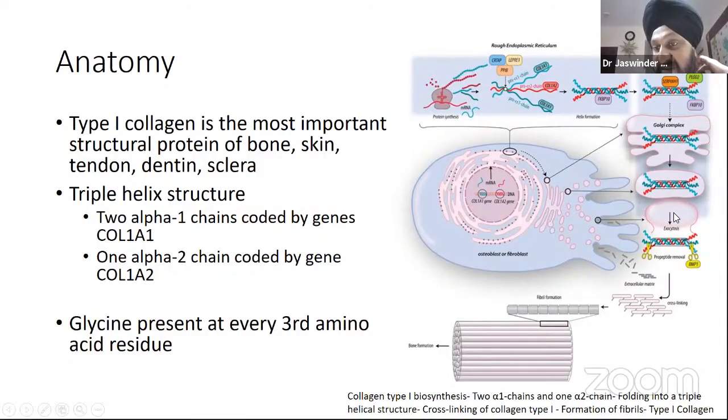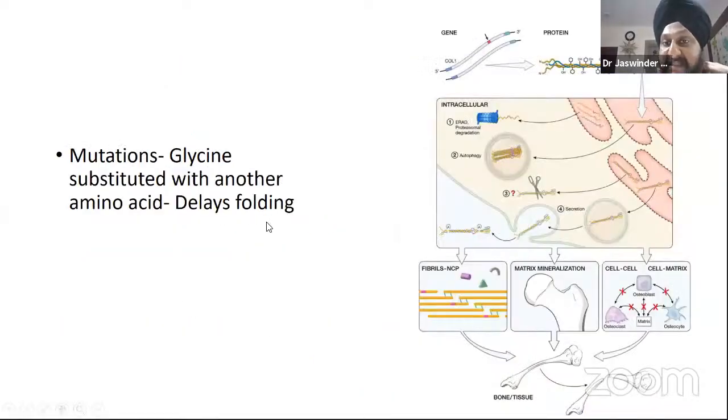Through various processes, it finally forms a fibril, and the fibril is the basic composition of bone or whatever other structures it gets incorporated into. Also, glycine is present at every third amino acid residue. So what happens in osteogenesis imperfecta? There is a mutation in these genes which causes glycine to be substituted by another amino acid.